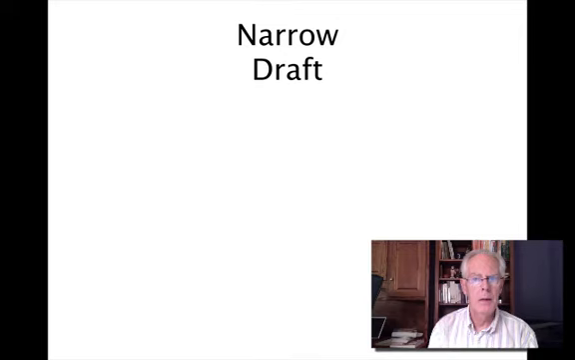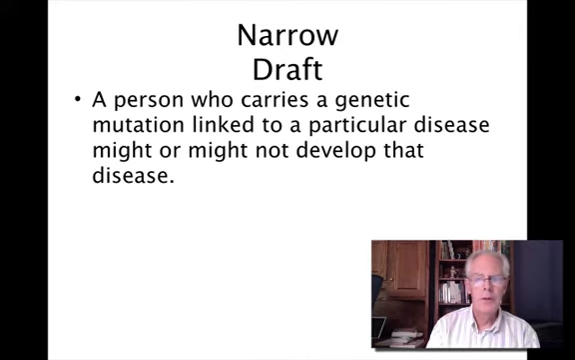So we talked about narrow. It must be narrow. Narrow enough to address, not too broad. So here's a draft that isn't very narrow. A person who carries a genetic mutation linked to a particular disease might or might not develop that disease. Well, okay, that's just a little too broad. Might or might not develop that disease. It doesn't help us focus. Where is this essay going to go?